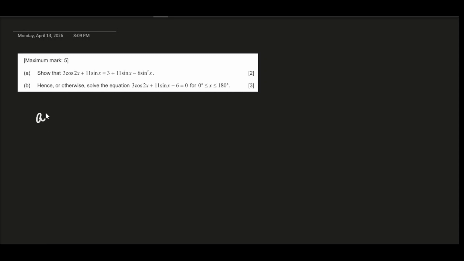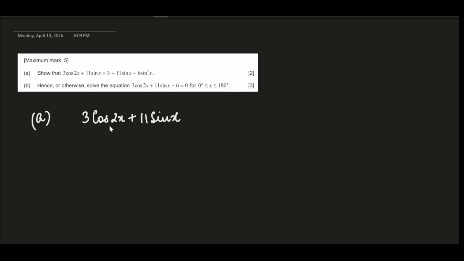Okay, so let's solve the first part of this question first. We have to show that the left hand side is equal to 3 plus 11 sine x minus 6 sine square x. So what we are going to do is take the left hand side first: 3 cos 2x plus 11 sine x. So this is our left hand side.